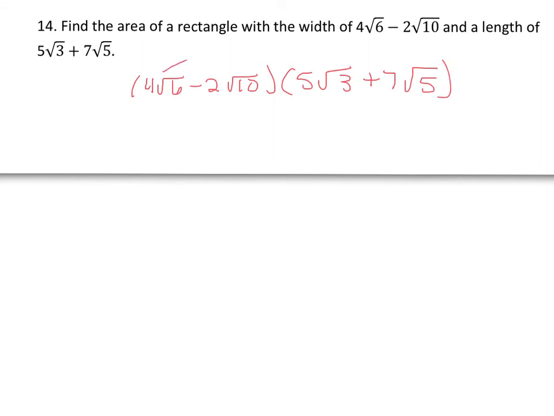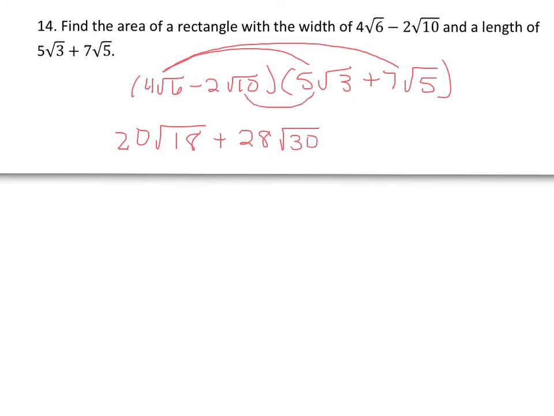Okay, and we're going to start foiling. So I'm going to multiply the outsides and get 20 root 18. I'm going to multiply the insides and get 28 root 30. Okay, and I'm going to FOIL to the next part. 4 and 5 is 20, 4 and 7 is 28. 6 and 5 is 30. Now I'm going to do the 2 times the 5 here, so negative 10 root 30. And the last part here is going to be negative 14 root 50.